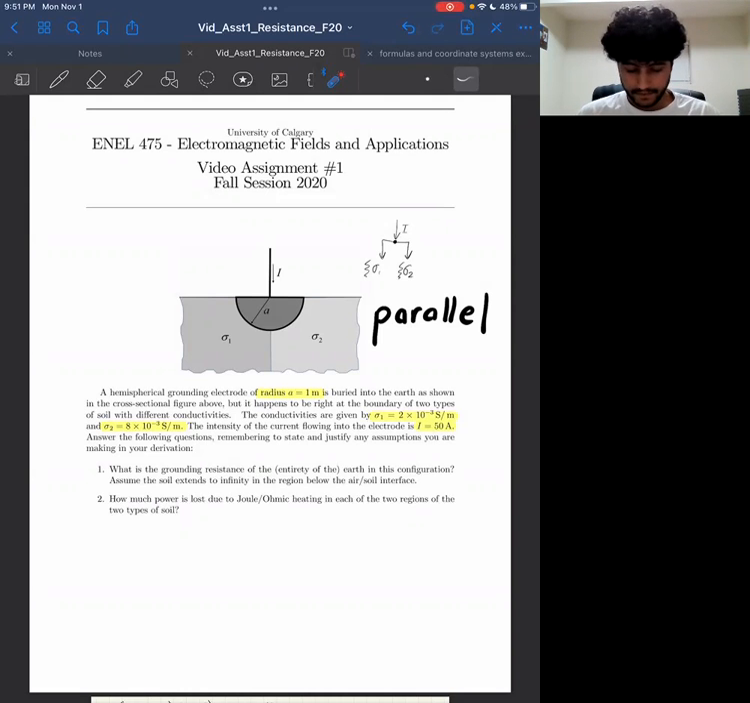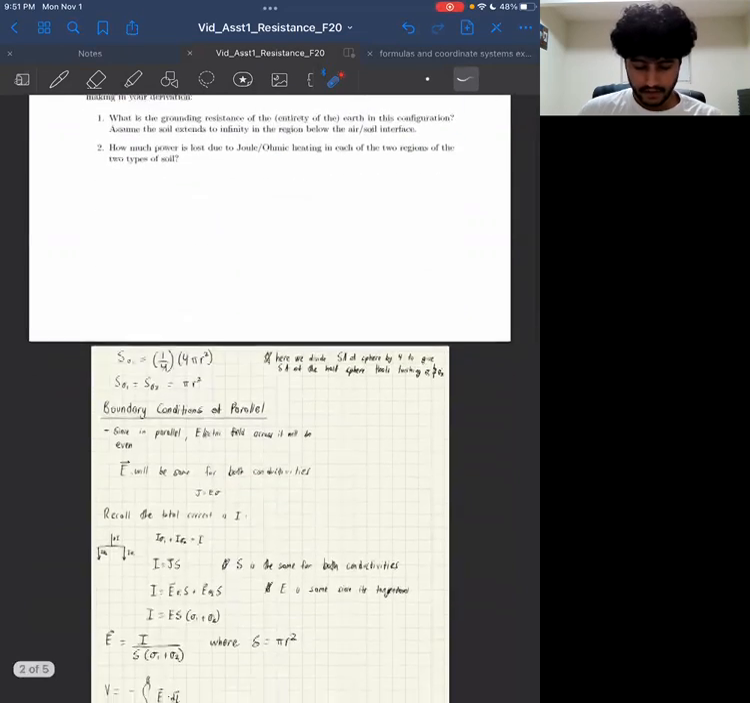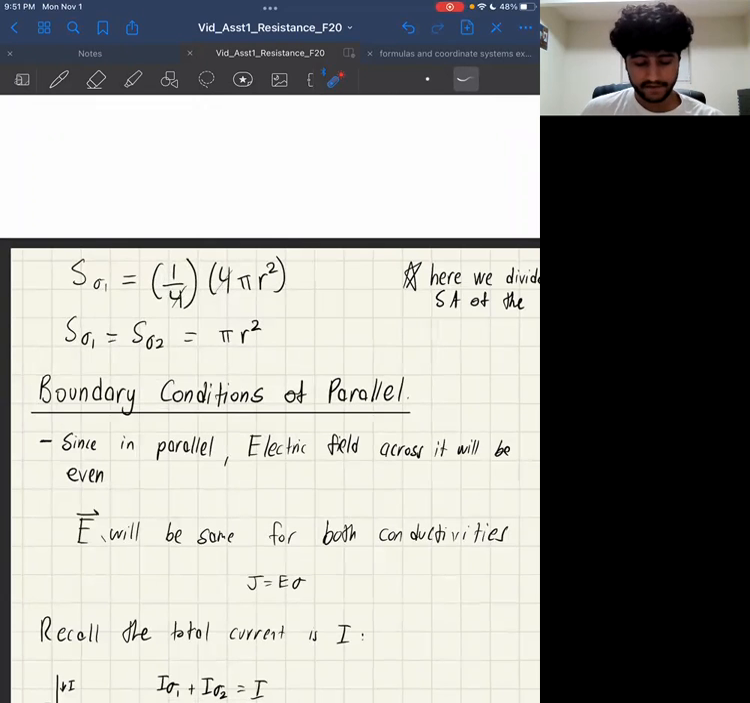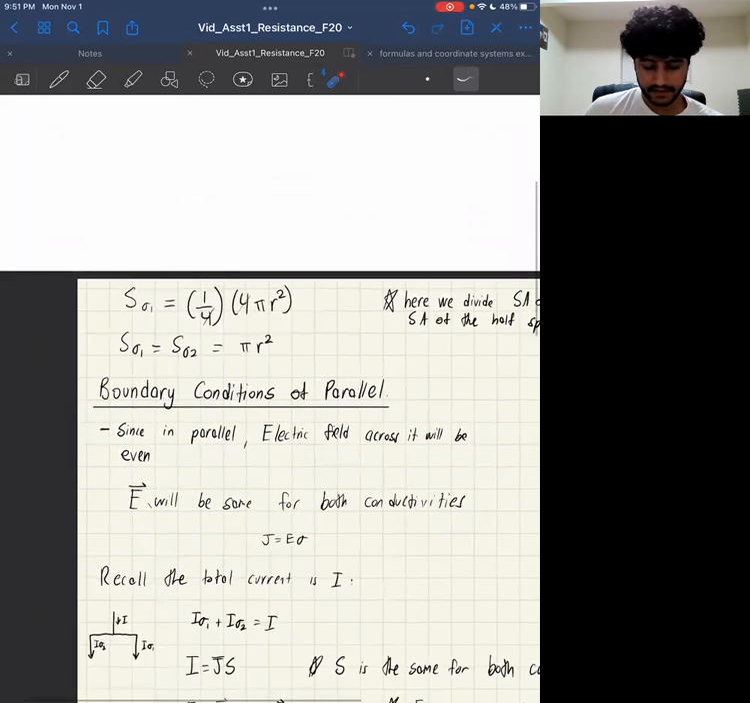This is a problem. Its specifications are highlighted. So in order to find the surface area in one of the regions, we'd have to do 1/4 multiplied by the surface area of a sphere. It would leave us with pi r squared, which is equivalent for both regions.